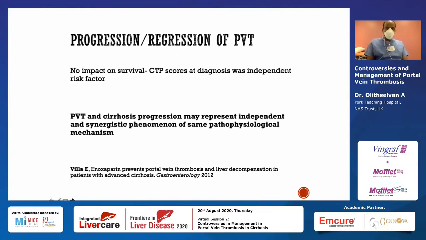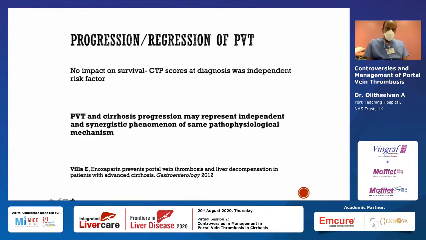So what is generally thought about PVT and cirrhosis is that PVT is not something which occurs on top of cirrhosis, but they represent an independent synergistic phenomenon, both of which are because of the same process of worsening of the liver. Now, this again has been shown by the French group who used low molecular weight heparin, and that prevents both portal vein thrombosis in the follow-up studies and also liver decompensation.